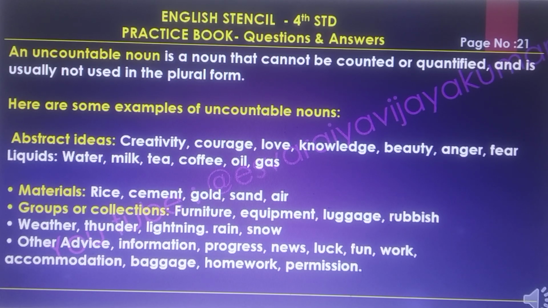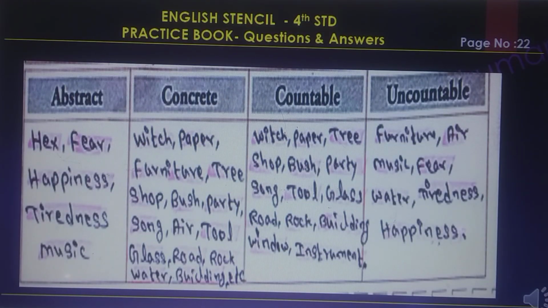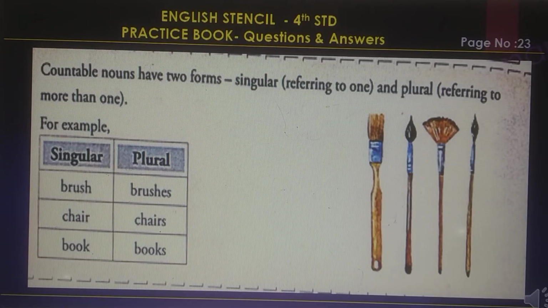Others include advice, information, progress, news, luck, fun, work, accommodation, homework, and permission. And abstract nouns. Countable nouns have two forms: singular, referring to one, or plural, referring to more than one. For example, singular, plural: brush, brushes, chair, chairs, book, books.